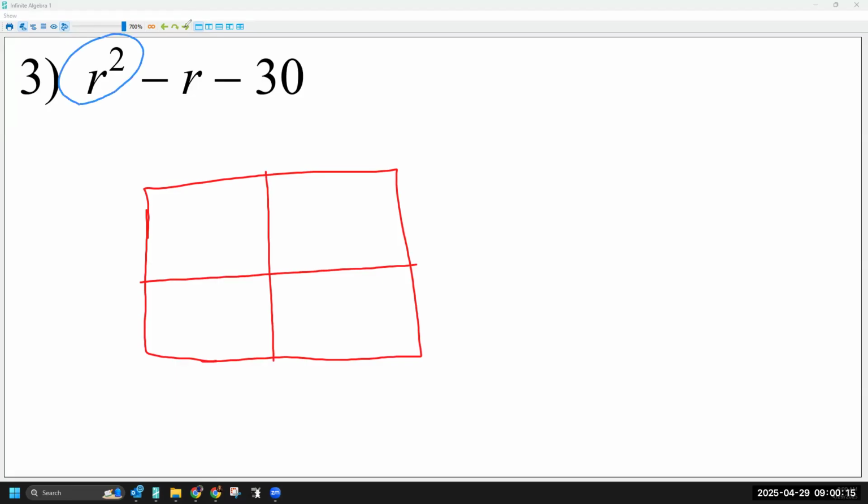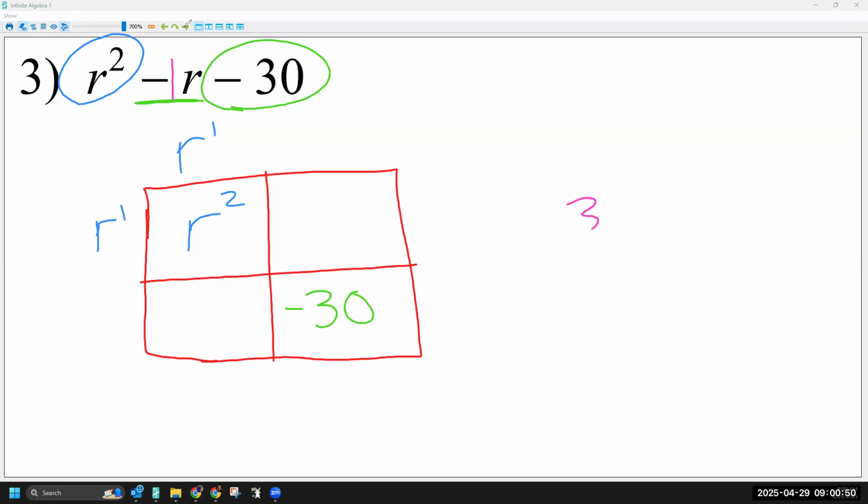First term, the first box. Last term, the last box. What multiplies to make r squared? R to the first, r to the first. Now I have negative 30, and it needs to add to make, well, there's no number here, so if there's no number, what's the default? 1.